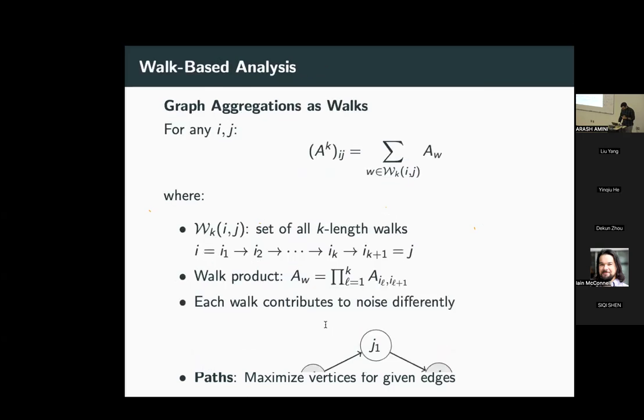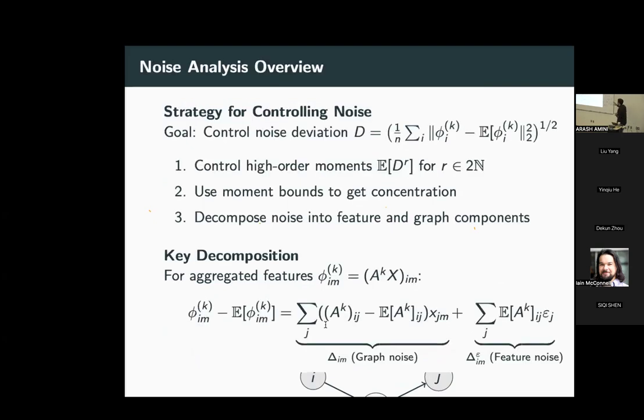Okay, let me go back. So is this sort of clear? That's the rough idea. So for example, let me give you a little more detail. If you look at the noise deviation, you can decompose it into this format. Add and subtract. It's a little bit more tricky, but this is an exact decomposition. If you look at this, this is controlling the deviation of A^K and the expectation of A to the K.